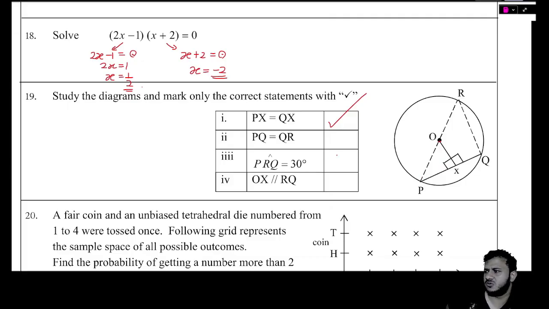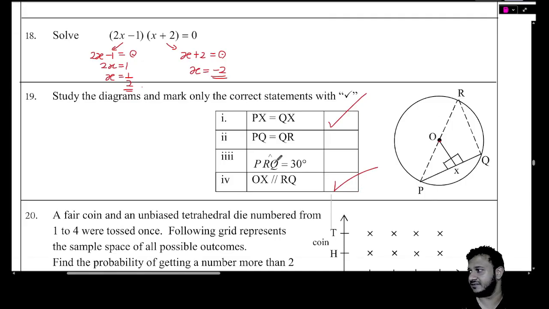No, there's no reason for that to be 30. OX is parallel to RQ. That is correct. Now you might be asking me, sir, why is that correct? Let me explain why it is correct.